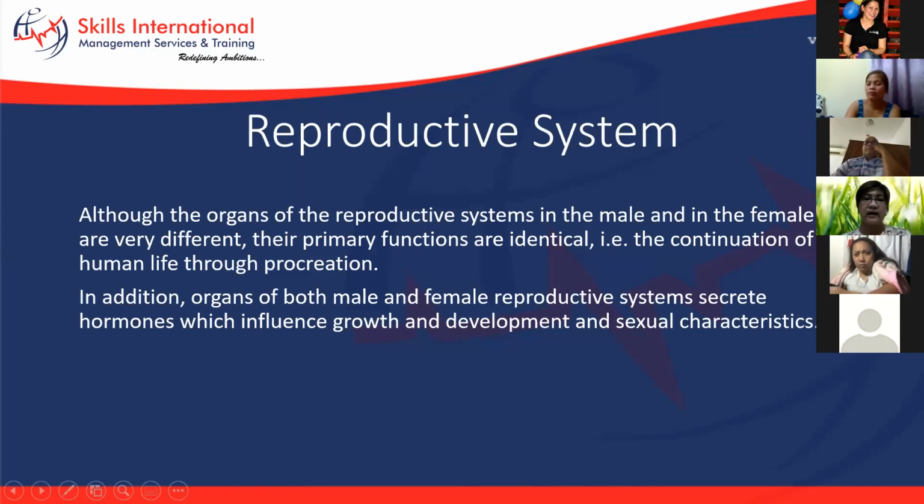Reproductive system. Although the organs of the reproductive systems in the male and in the female are very different, their primary functions are identical. So almost pareho yung primary functions nila in the reproductive system. The continuation of the human life through procreation. Yung pareho sila, factor sila, bakit nagkakaroon tayo ng conceiving. Si babae, nagkukonceive si babae through doon sa ibinibigay na sperm cell ng lalaki. So ito yon, the continuation of human life through procreation. In addition, organs of both male and female reproductive systems secrete hormones which influence growth and development and sexual characteristics.